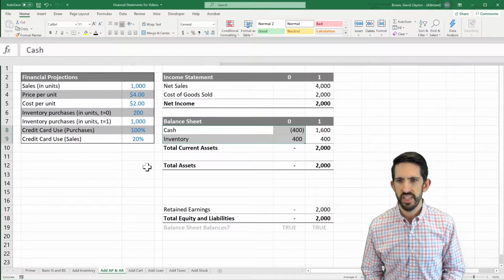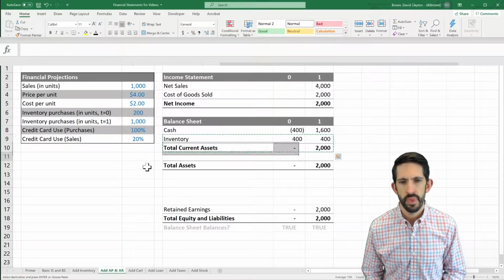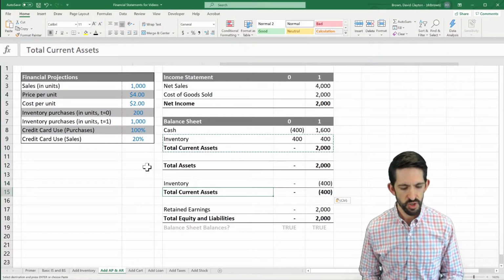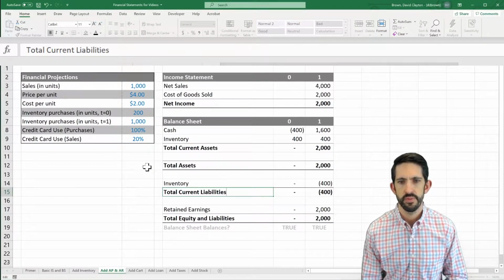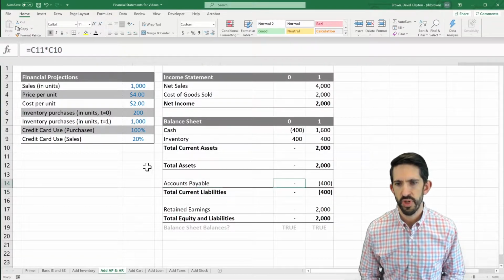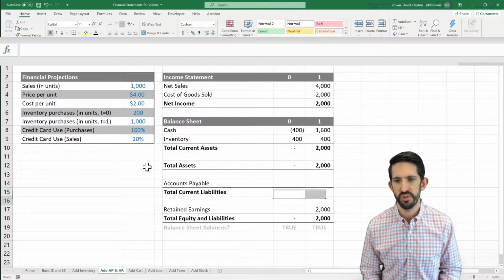I'm just going to go ahead and take some of the formatting we already have here, and we're going to rebuild it and make it work for us. So we're going to call this our total current liabilities, and we're going to add in accounts payable. Obviously, our formulas aren't going to quite work, so we'll rebuild those as well.